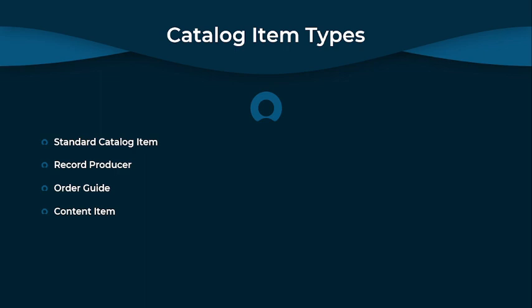Use a catalog item when you want the service catalog form to generate a request, complete with a workflow, approval, task, etc. Then record producer. A record producer is a specific type of catalog item that allows end users to create task-based records such as incident records from the service catalog.